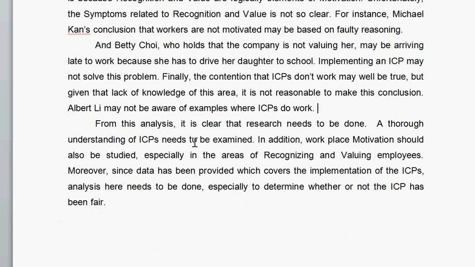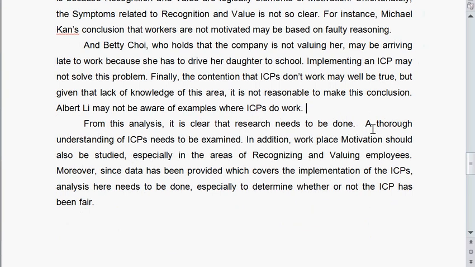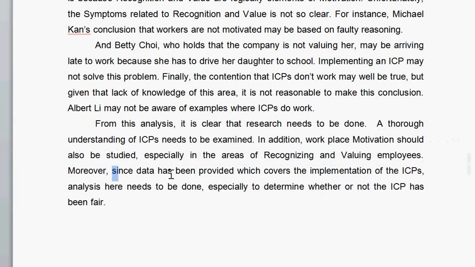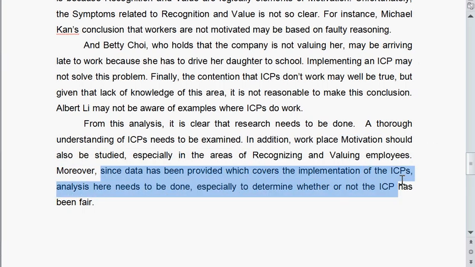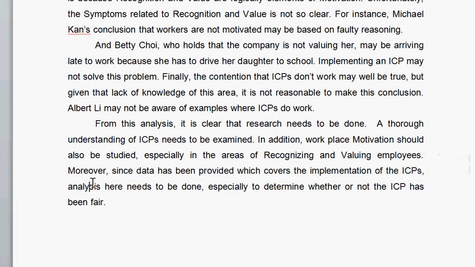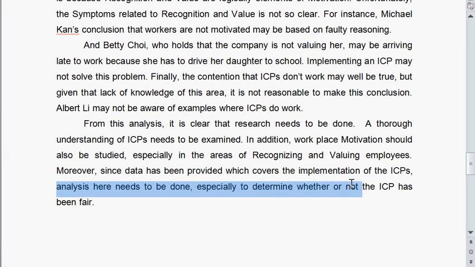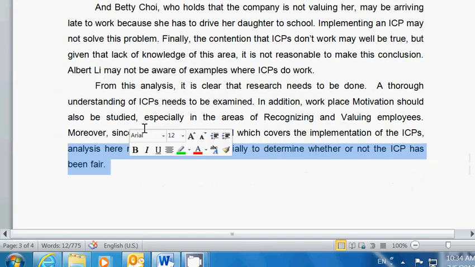From this analysis, it is clear that research needs to be done. A thorough understanding of ICPs needs to be examined. In addition, workplace motivation should be studied, especially in the areas of recognizing and valuing employees. Moreover, since data has been provided which covers the implementation of the ICPs, analysis here needs to be done, especially to determine whether or not the ICP has been fair.